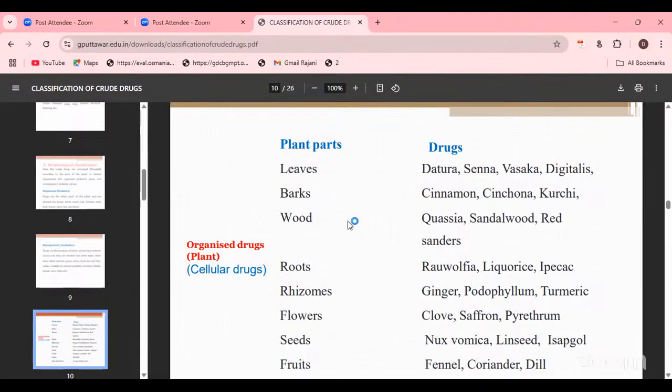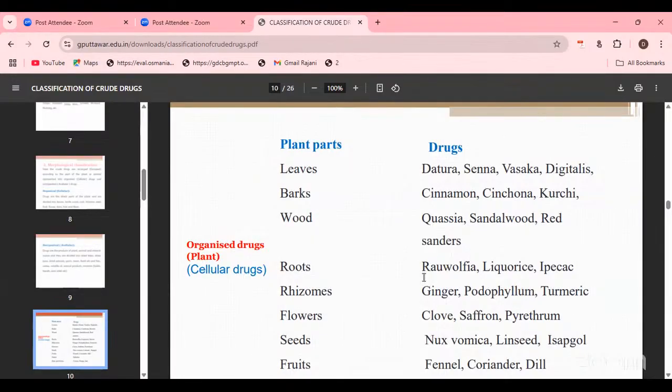Which plant part is used in pharmacognosy? First one is the leaf. Which ones? Datura leaf, senna leaf, vasaka leaf, digitalis leaves. These are plant leaves used for drugs. Which ones are bark? Cinnamon, cinchona, and kurchi are used for the bark.